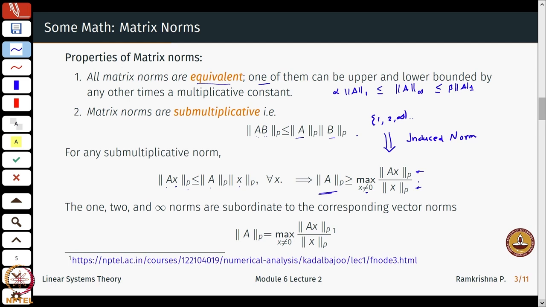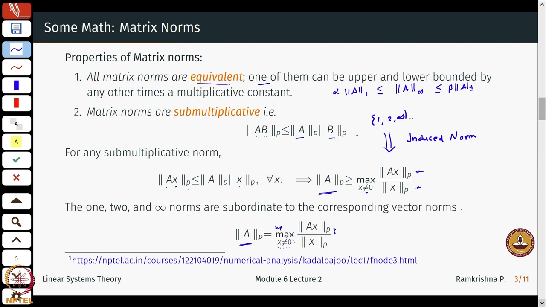A slight little definition here, or a property, would be that these 1, 2 and infinity norms are subordinate to the corresponding vector norms. What does this mean? That we have the matrix norm ||A||_p actually equal to the maximum, also referred to as the supremum, over all the x. So, I just check for all the x and find the supremum of this ratio, ||Ax||_p over ||x||_p. Okay, there is a little typo here.